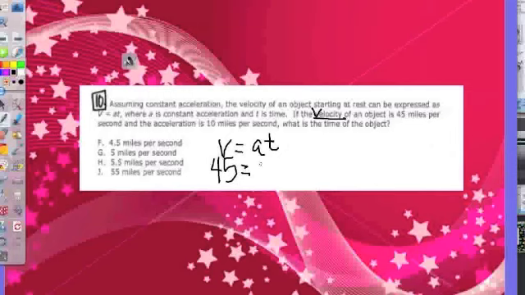And the acceleration is 10 miles per second. What is the time? OMG, this is so not hard. Use your brain power or star power, any powers that you have. Use it and get the answer. Thank you.